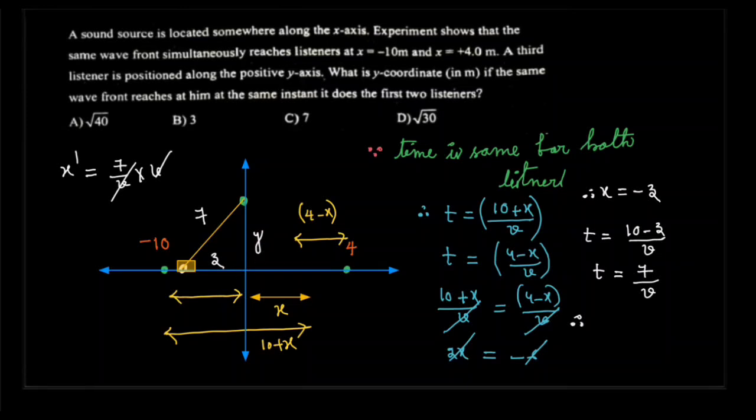You could find this y value here. So this y is equal to under root of 49 minus 9, therefore that is equal to 40. Clear? So that is from this wave motion concept, and that too on the sound.